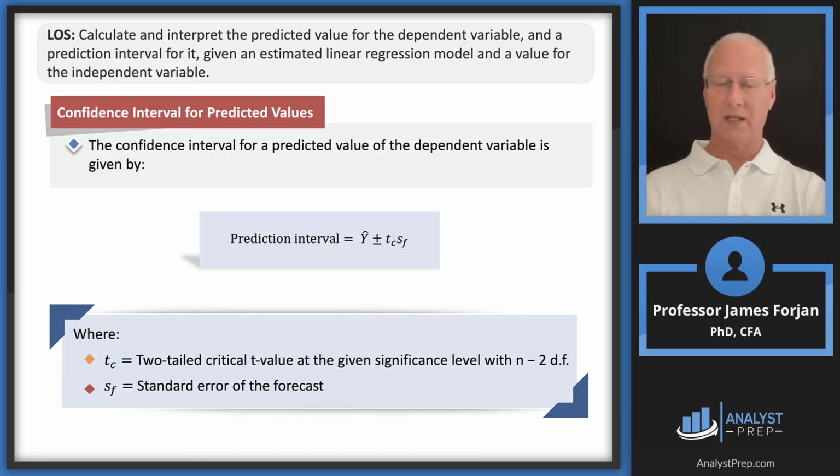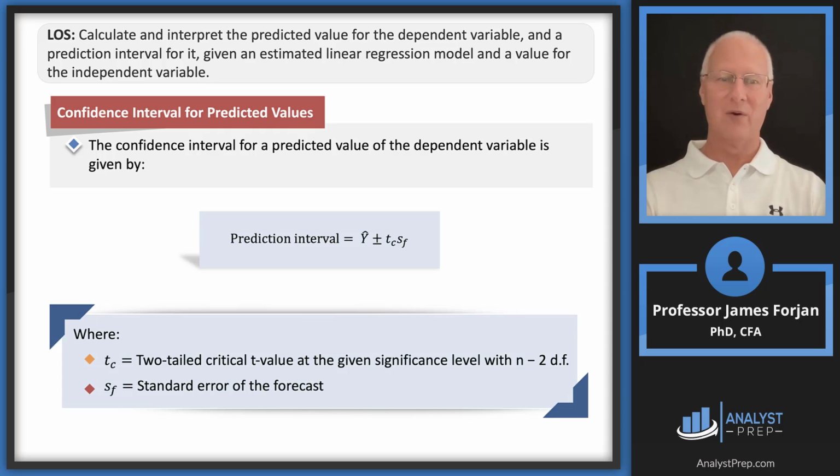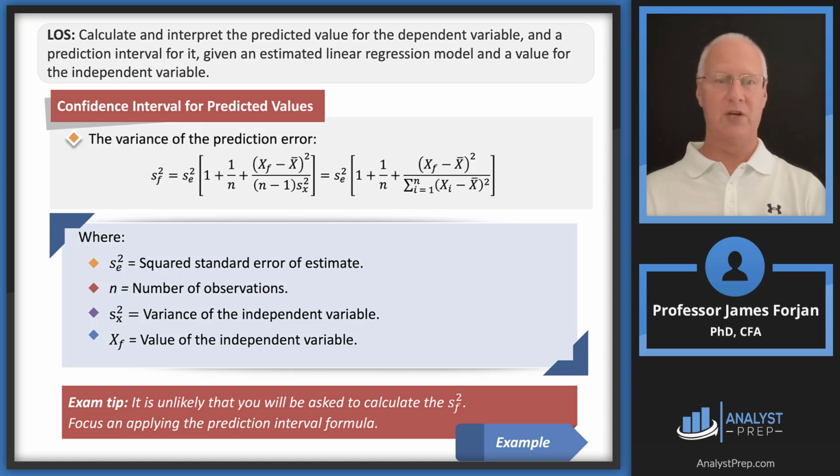So we take the y hat plus or minus, right? We're going to add and subtract, and we're going to use a critical value and the standard error of the forecast. I always like to say the word standard deviation. The standard deviation of all of these things we have done, whether it's the slope coefficient, the intercept term, or the regression model, we're calling the standard error of the forecast here because it's a prediction interval. Now, we need to know the variance of the prediction error.